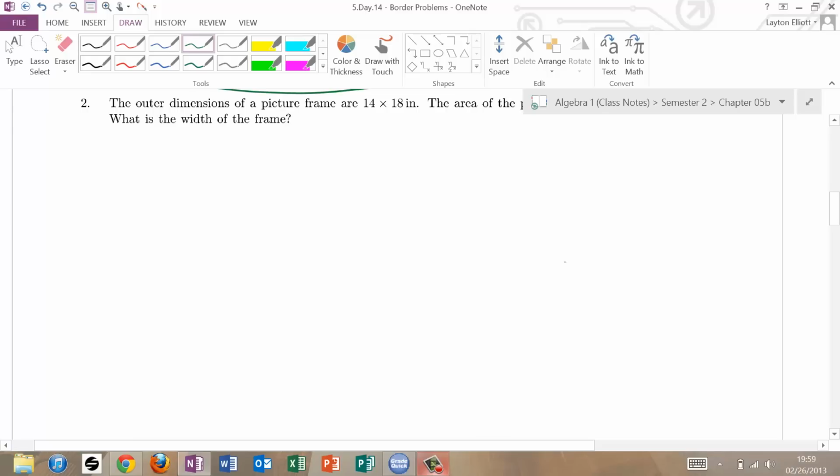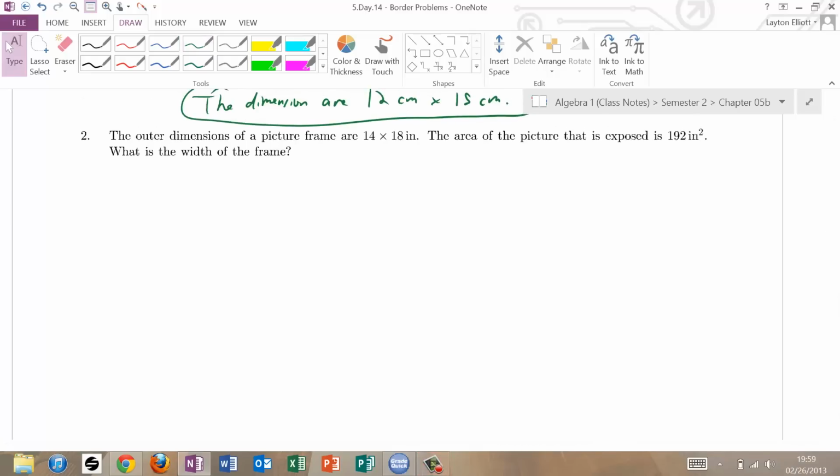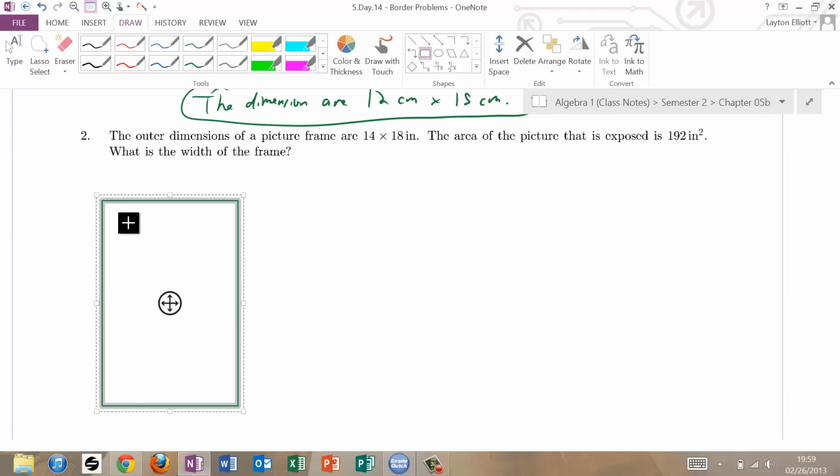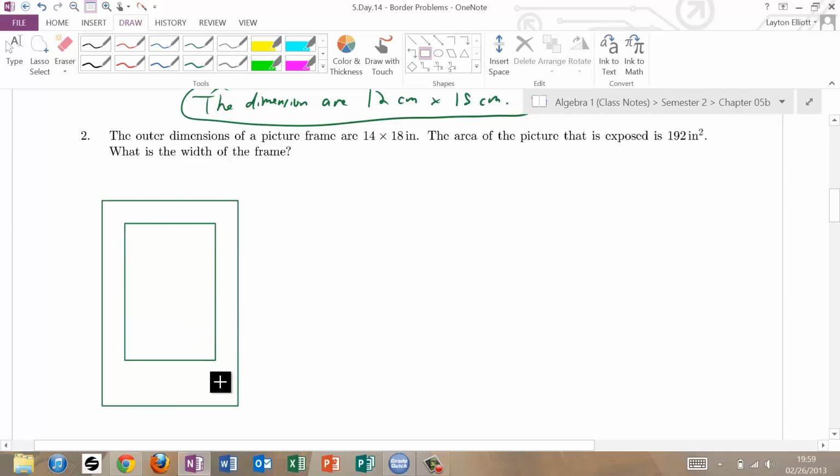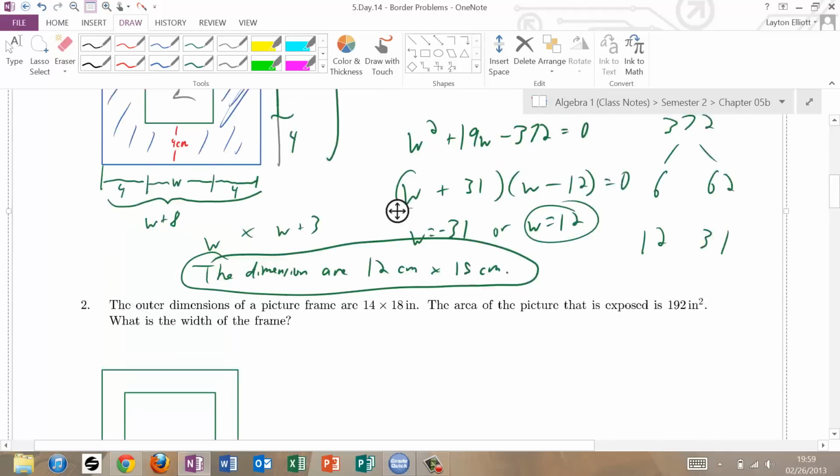Sorry. The outer dimensions of a picture frame are 14 by 18. The area of the picture that is exposed is 192. What is the width of the frame? Okay, I see picture frame. You're going to do one of these pictures, and then you're going to go inside and do another one. This is kind of the image of your border problems. And that's what these are called.